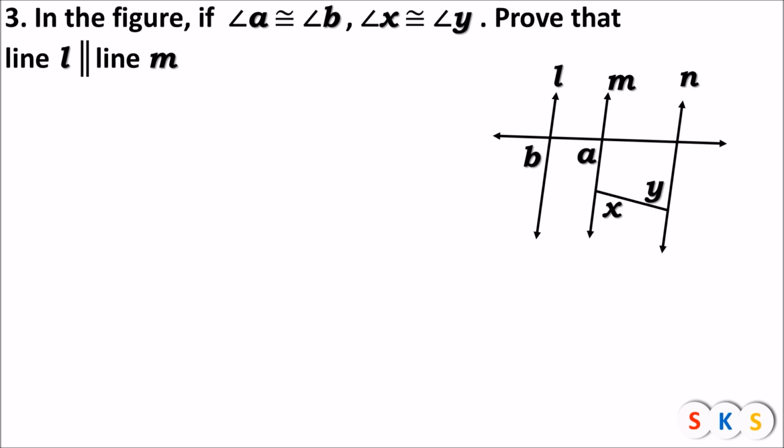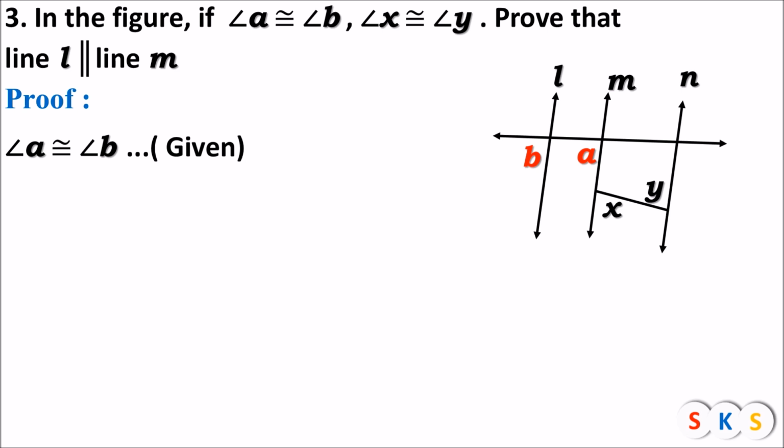Here we have the next question. In the figure, if angle A is congruent to angle B and angle X is congruent to angle Y, prove that line L is parallel to line M. Look at the proof of this question. Here angle A is congruent to angle B, right? It's given. Look at this figure. Can you find angle A and B? Yes, angle A and B. What kind of angles are they? They are corresponding angles, right?